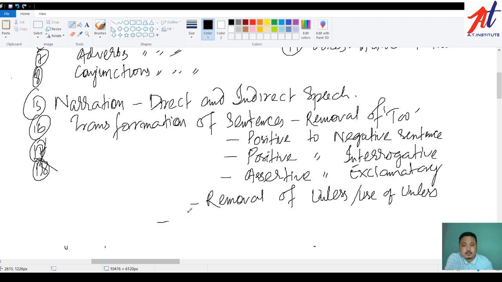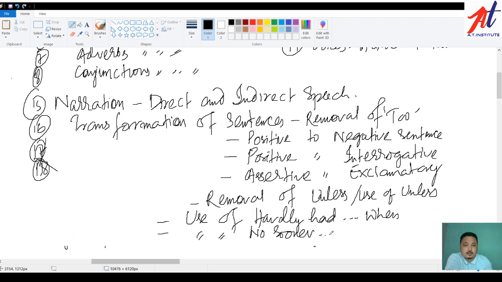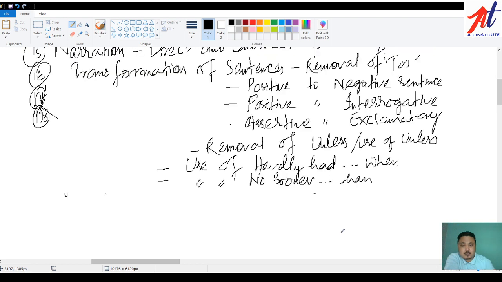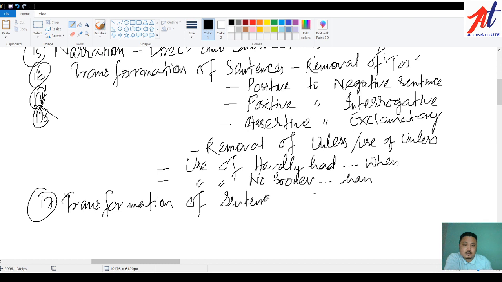Next we have use of hardly had when, no sooner than. Okay. Next we have 17. Again, it's transformation of sentence. Transformation of sentence we have simple, complex, and compound sentence.